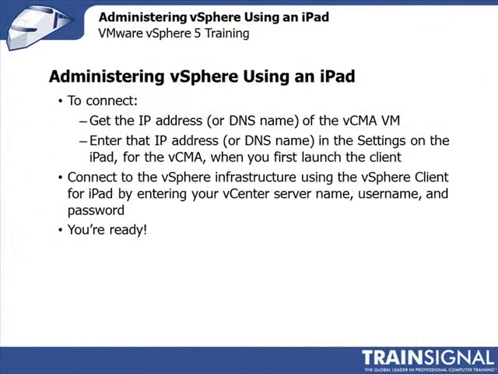With the free vSphere client for iPad successfully installed on my iPad using iTunes, there's just a few configurations you need to do. When you first click on the client and run it, it'll ask for the IP address or DNS name of the vCMA virtual machine. I showed you how to find that on the console of the virtual machine through the vSphere client. I've already entered an alias in my DNS server for that IP address, so all I had to do when I ran the vSphere client on my iPad was to enter that DNS name. From there, I simply entered my vCenter server name, username, and password, and I was ready to go. Let me show you what it looks like.